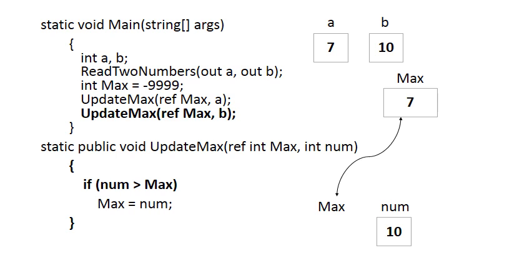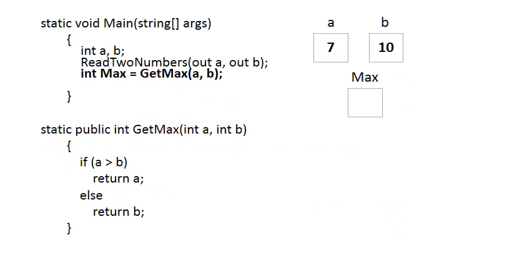So when we now go to the second call of update max, when we arrive into update max, the if statement now compares num, which is 10, to the latest value of max, which is 7. And because 10 is greater than 7, max is assigned the new value of num, and therefore max in the main method becomes 10. Once again, the max parameter was used to bring a value in, in this case 7, and to take a value out, in this case 10.